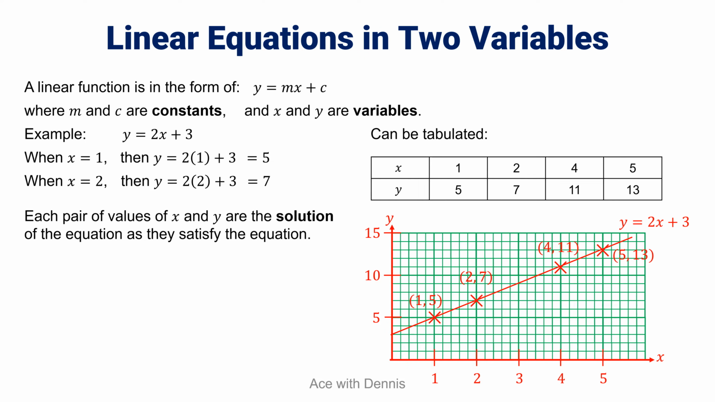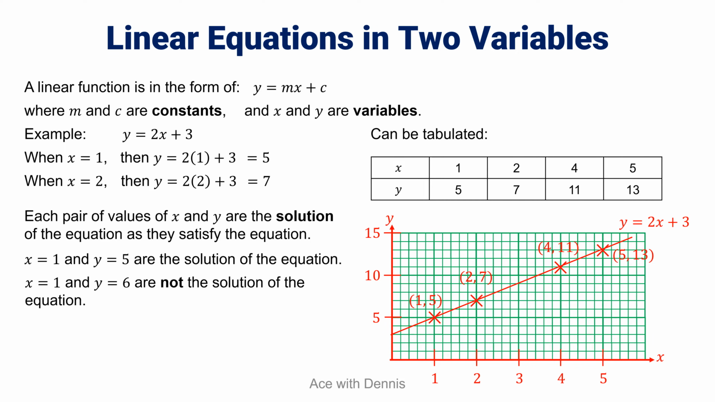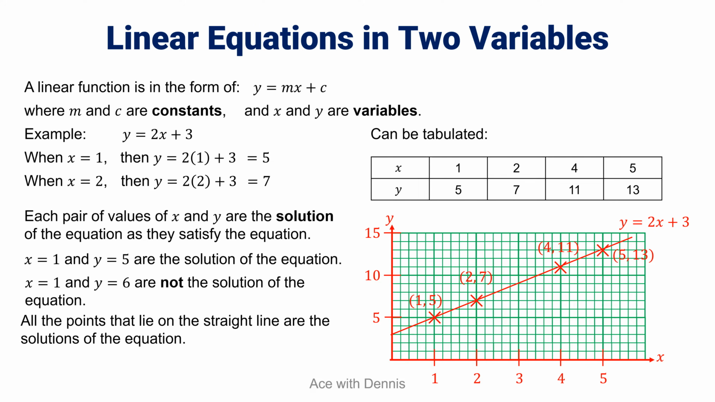As you can see here, each pair of values of x and y is a solution of the equation as they satisfy the equation. For example, when x is 1 and y equals 5, they are a solution of the equation. However, when x equals 1 and y equals 6, they are not a solution of the equation. All the points that lie on the straight line are solutions of the equation.